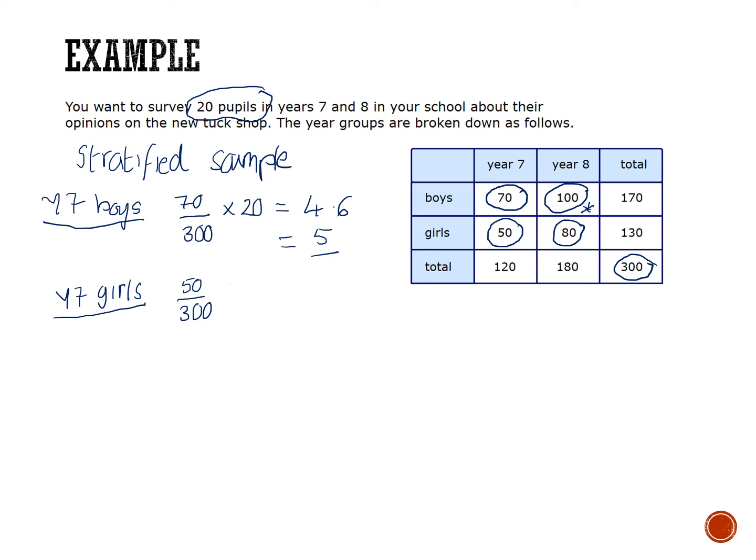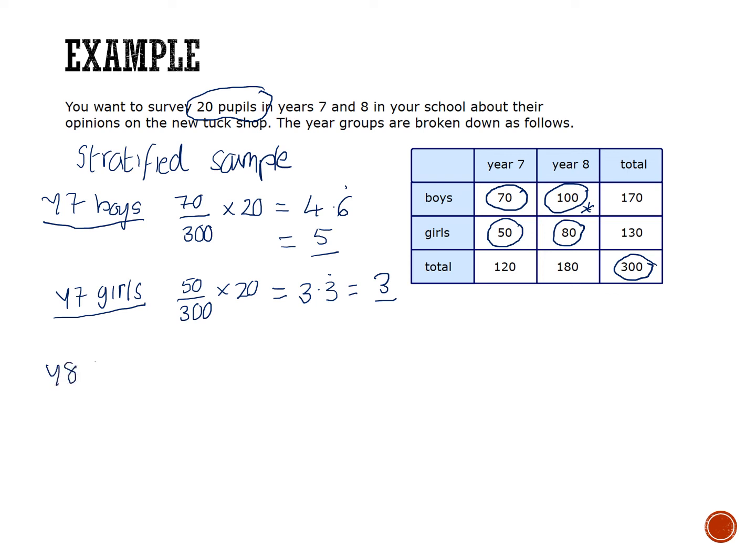And I want that fraction of the 20 to be Year 7 girls. Again, pop that in your calculator, 3.3 recurring. I can't do 3.3, so I round that to 3 from that Year 7 girls. So again, I would take the 50 Year 7 girls, I would number them 1 to 50, and I would randomly pick 3 of them.